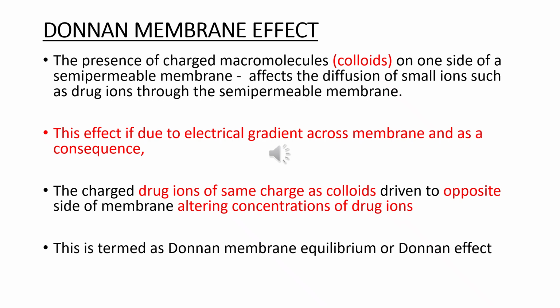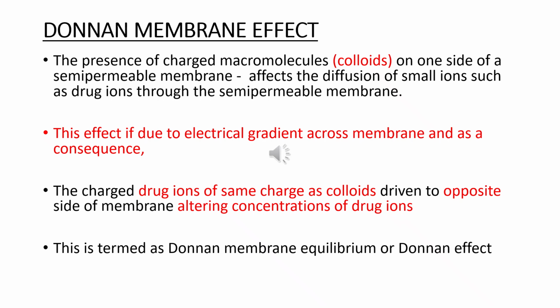The slide says that this Donnan membrane effect happens due to an electrical gradient across the membrane. As a result, the ions with the same charge as the colloid particle will move to the opposite side, producing an uneven ion distribution, and that is termed Donnan membrane equilibrium or Donnan effect.